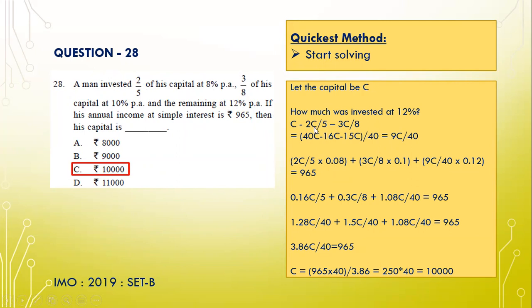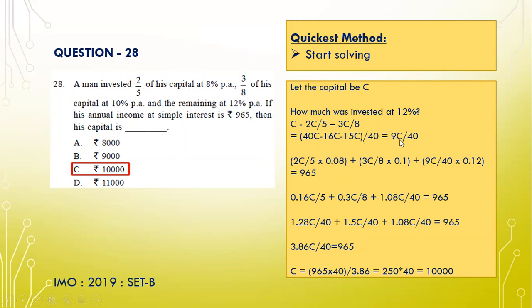40C minus, if you multiply this by 40, 5 8s are 40 and 8 2s are 16, minus 16C, minus 8 5s are 40. So 5 3s are 15, minus 15C upon 40, is equal to 9C upon 40, isn't it? 40C minus 16 minus 15. So this will be minus 31. So 40C minus 31 is 9C upon 40.